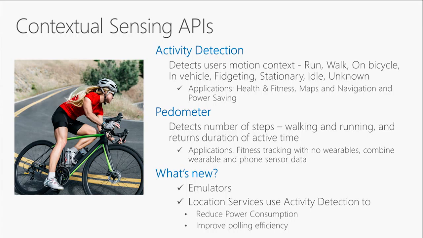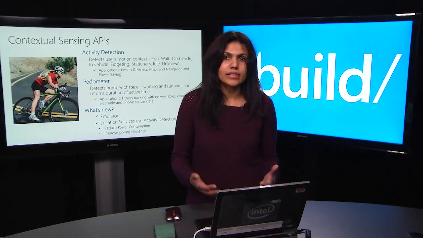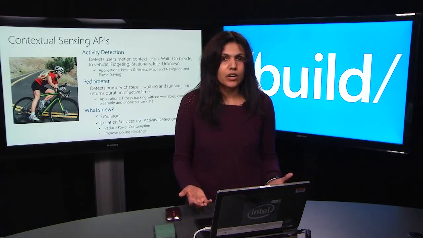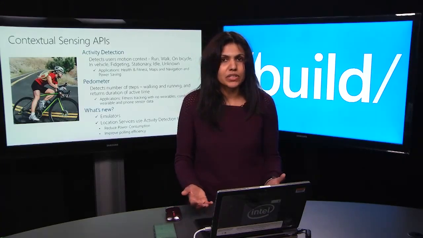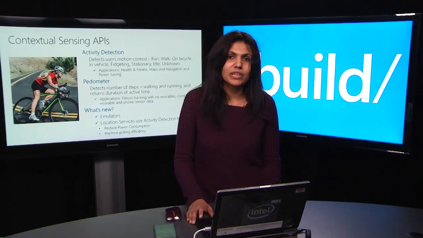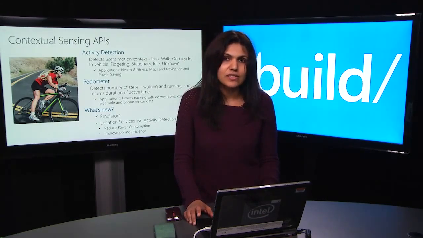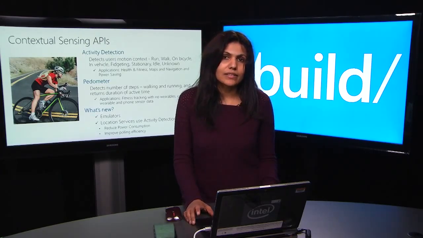Activity detection is used to figure out the user's motion context. For example, is the user running or walking, or are they in a vehicle or on a bike, or are they stationary without moving, or is the device lying on a table idle. These are the different activities that we support. This is very similar to the Lumia Sensor Core activities APIs. Using these APIs, you can build very powerful health and fitness applications, applications for navigation and maps, and it can also be used for power saving scenarios.